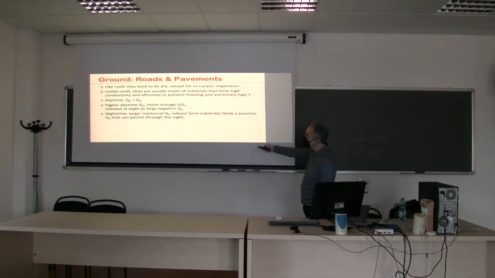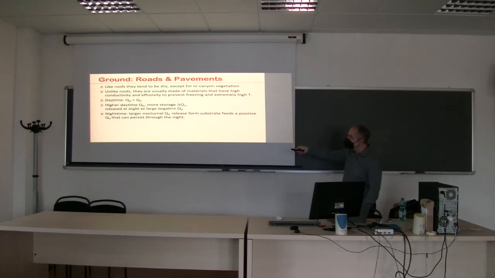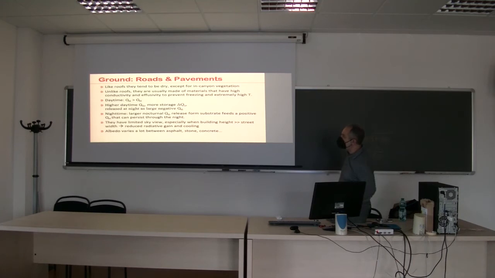At night time, all this large QG is going to be released and feeding QH. So now the heat comes from the ground, reaches the interface, and is then released as sensible heat flux QH into the atmosphere, again resulting in the urban heat island.